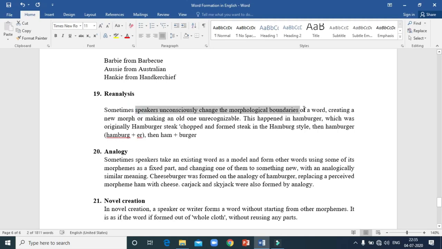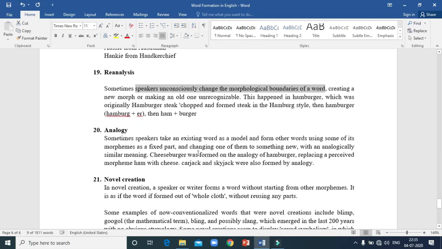Unconsciously they change the morphological boundaries of a word. So this gives rise to a new word. For example, let's look at this word hamburger. You know how hamburger came into being? Hamburger was a kind of steak. It was a chopped steak which was made Hamburg style. It was made in the place called Hamburg.